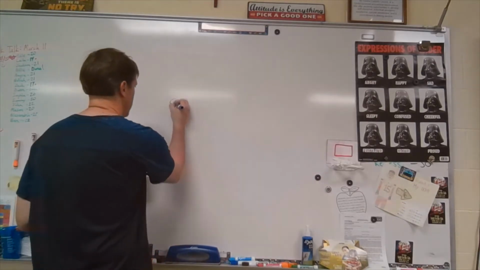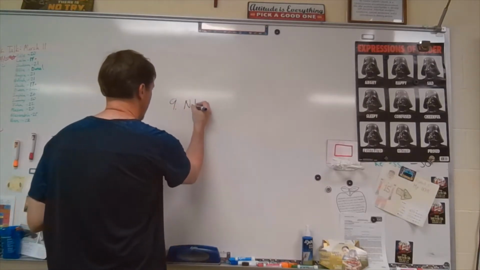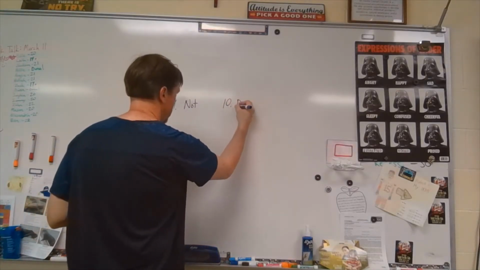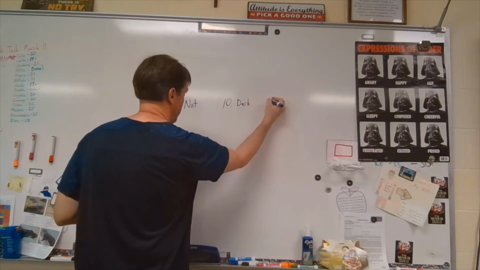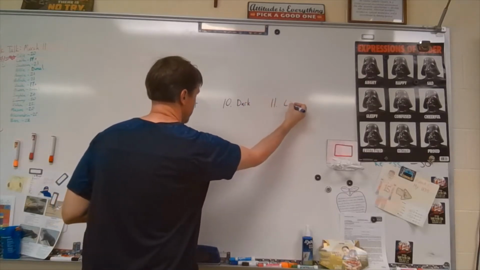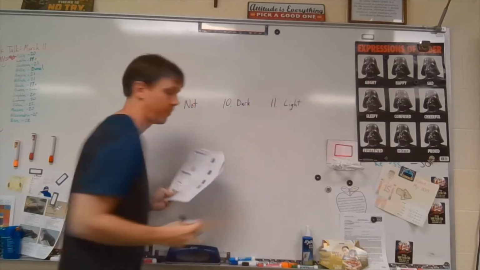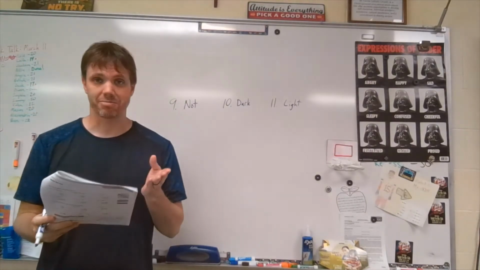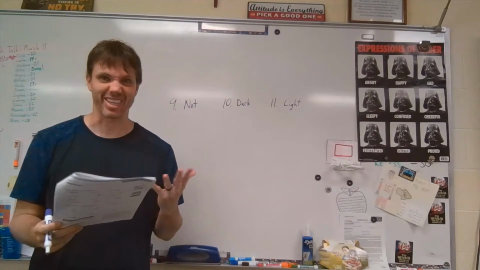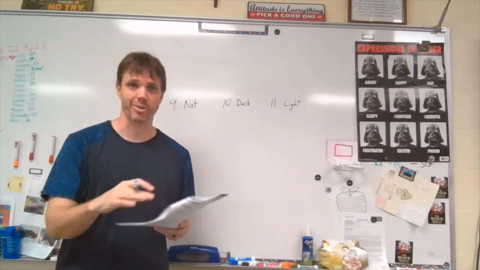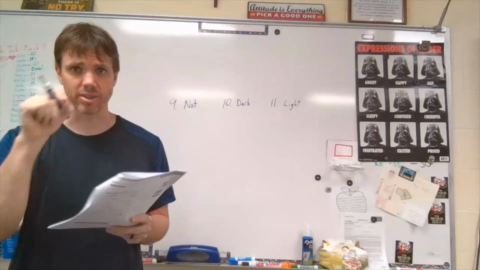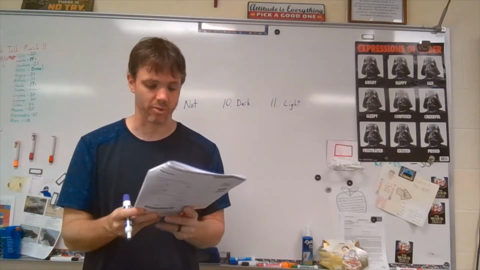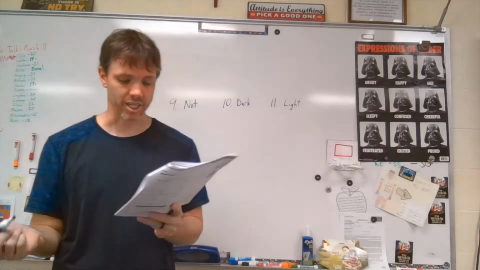So number 9 is not. Number 10 is going to be dark, and number 11 is light. Okay. All right. So this one is kind of hard to tell. Fortunately, on your paper, you can just make little dots in the ones that you've counted. It's almost easier just to count them, especially for the light shaded ones.